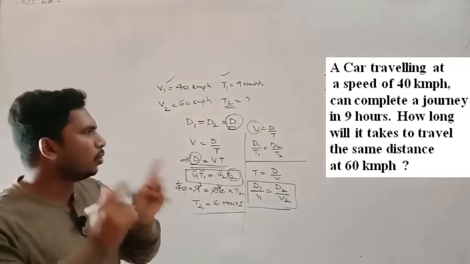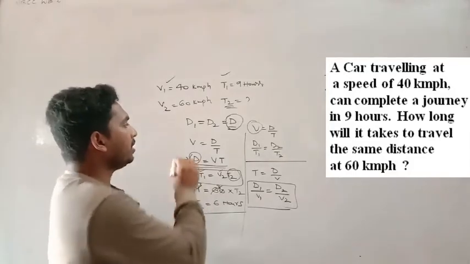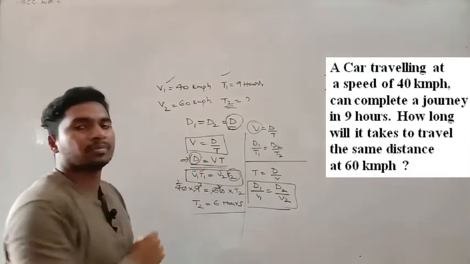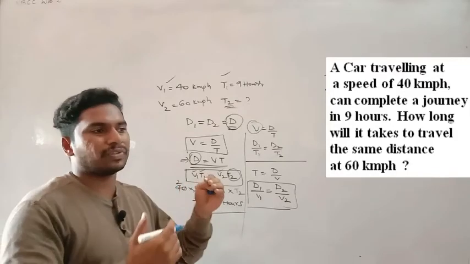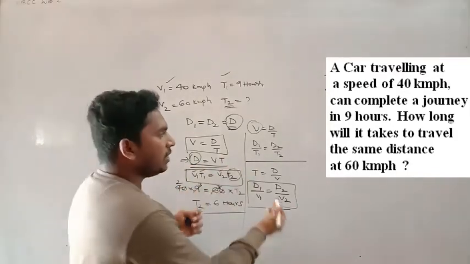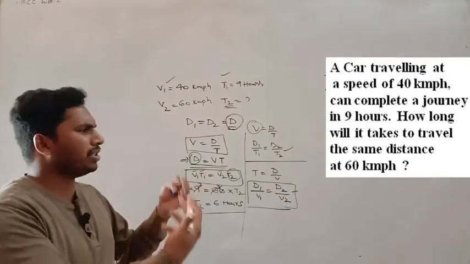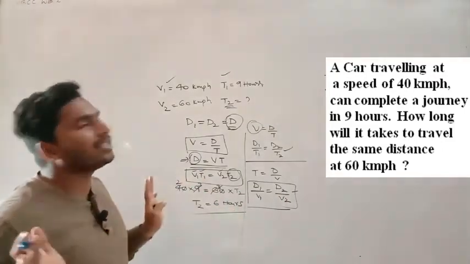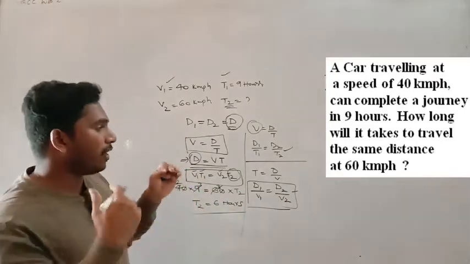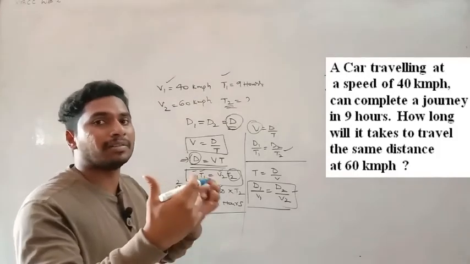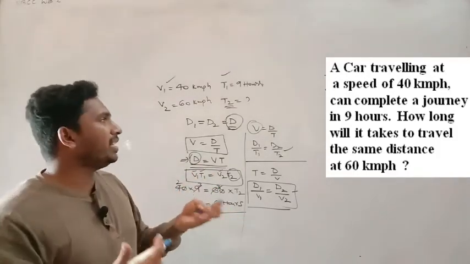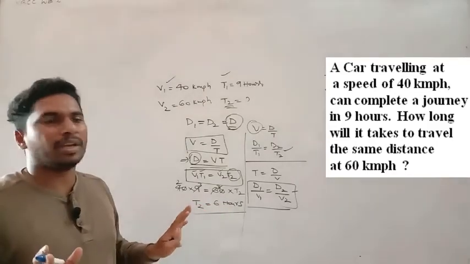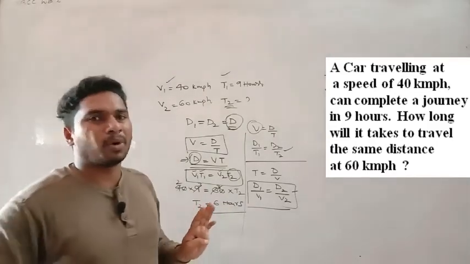The only thing you need to remember is the main formula: speed is equal to distance by time. That's it. If something is constant, you just develop these kinds of relations, substitute, and you will get the answer. No need to find the third quantity, whatever is not given, the constant term, and you need not do all those things. Straight away you can solve the problem like this.